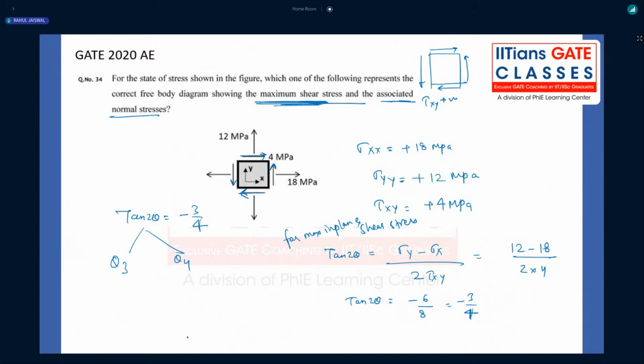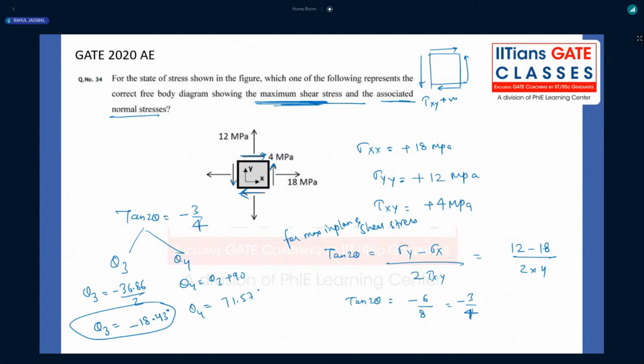If you just calculate tan inverse of minus 3 by 4, that is minus 36.86. So minus 36.86 divided by 2, theta 3 will be minus 18.43 degree, right? That is the one value of the maximum shear stress plane. What are the other values, my dear friend? Other values you can calculate directly. Theta 3 plus 90 degree, that is 90 minus 18.43. You will be getting theta 4 as 71.57.